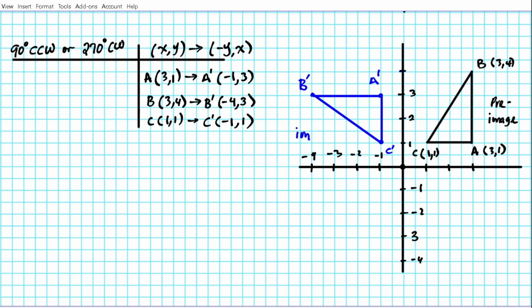All right, what kind of image is this? It's either under a 90 degrees counterclockwise rotation or a 270 degree clockwise rotation, okay? Both of them will take you to exactly the same image. All right, let's look at the last one.